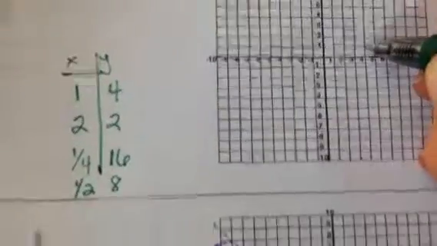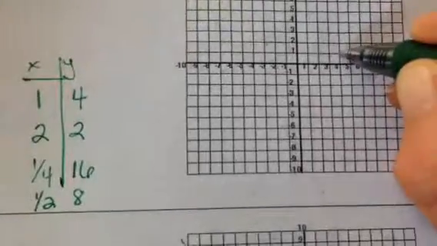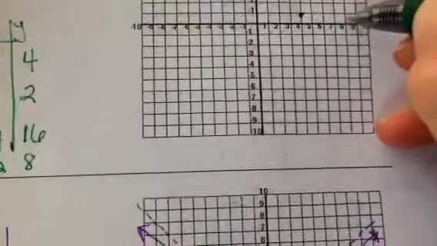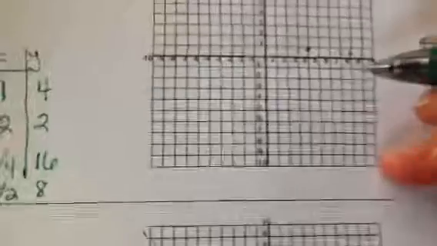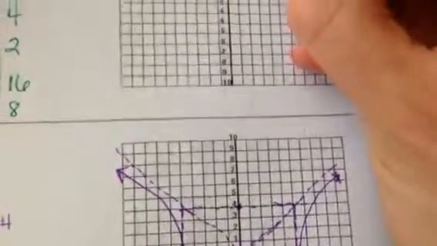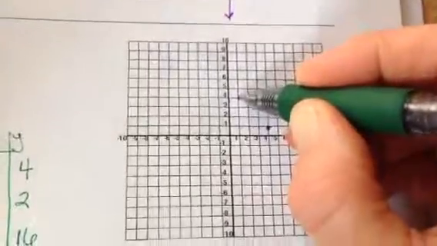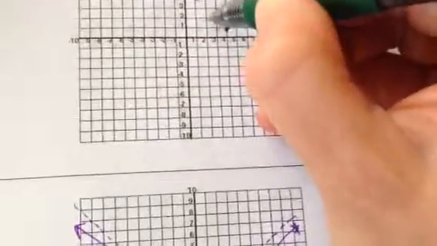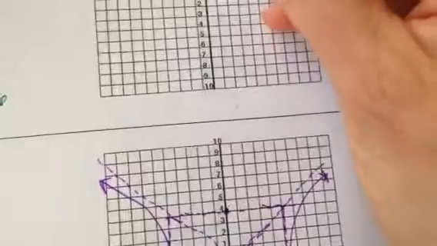Here's 4, 1. There it is. I had 8, 1/2. There's 1, 4 and 2, 2. 1/4 is all the way up to 16. 1/2 is 8. So it looks like that.